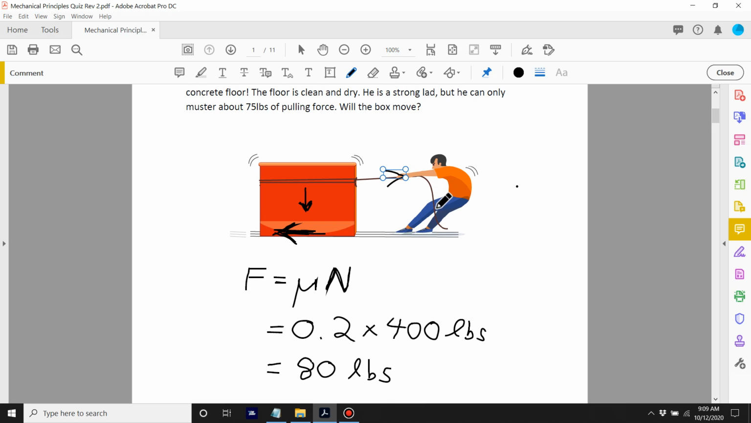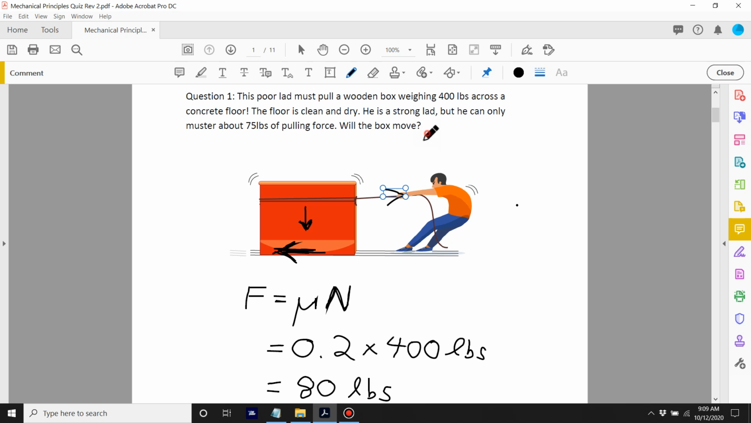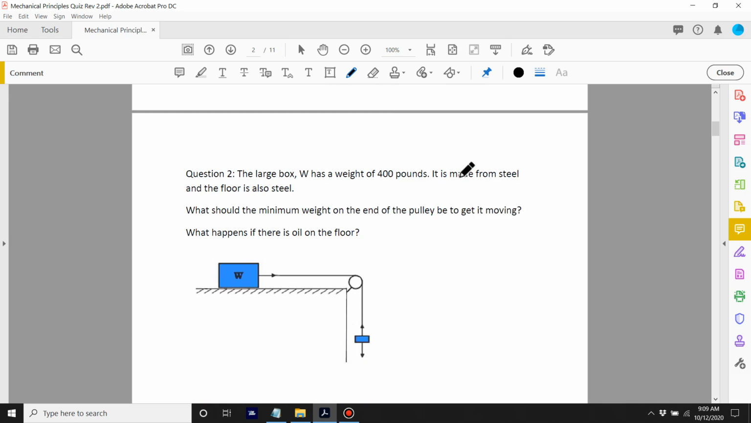The box is not going to move. He's just not strong enough. He needs to get help, or he needs to start lifting some weights and then come back to it. All right, that's question number one. Will the box move? No. All right, let's go on.